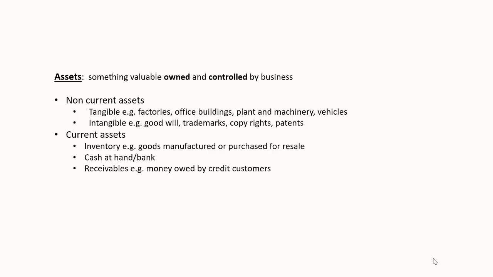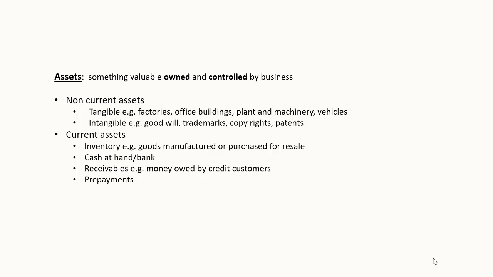Receivables. It's money owed. As the name suggests, it's the money to be received. For example, I'm a business and I sold goods on credit to my customer. So they have to pay me in future. Therefore, the money owed by credit customers are receivables.